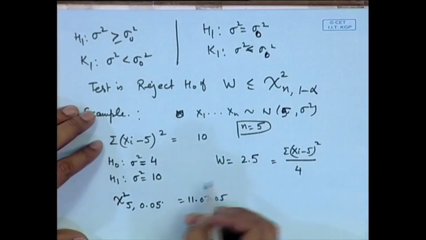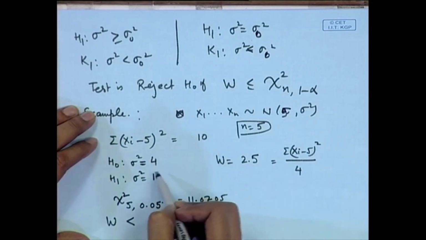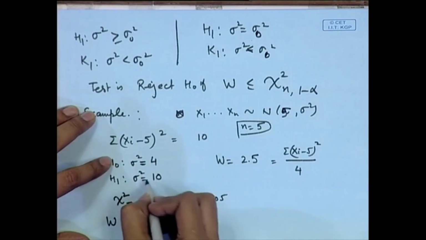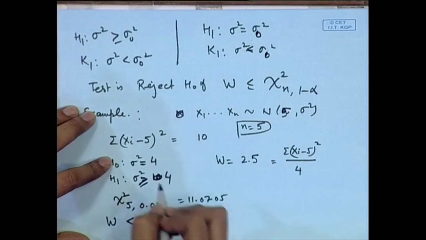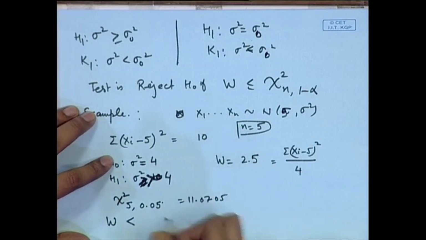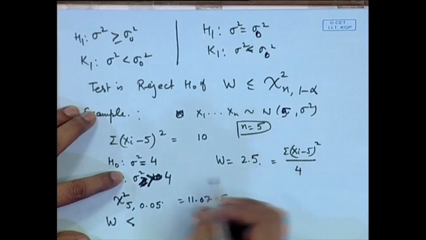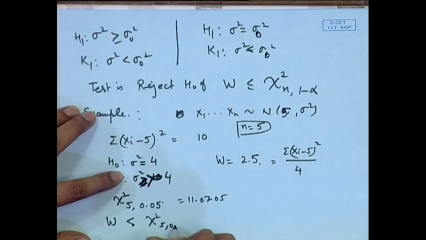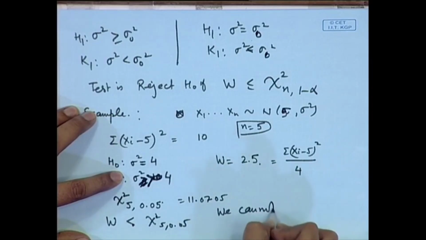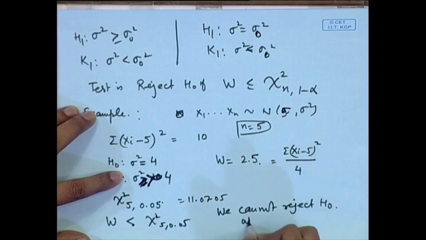Naturally, you are getting W to be less than, since we are testing here, we may put here greater than or equal to 4, say this is equal to 4 and here greater than 4, suppose I am putting. So, the test is to reject for larger value. So, here W value, that is 2.5, is less than chi square 5, 0.05. So, you can see here we cannot reject H naught at level alpha is equal to 0.05.